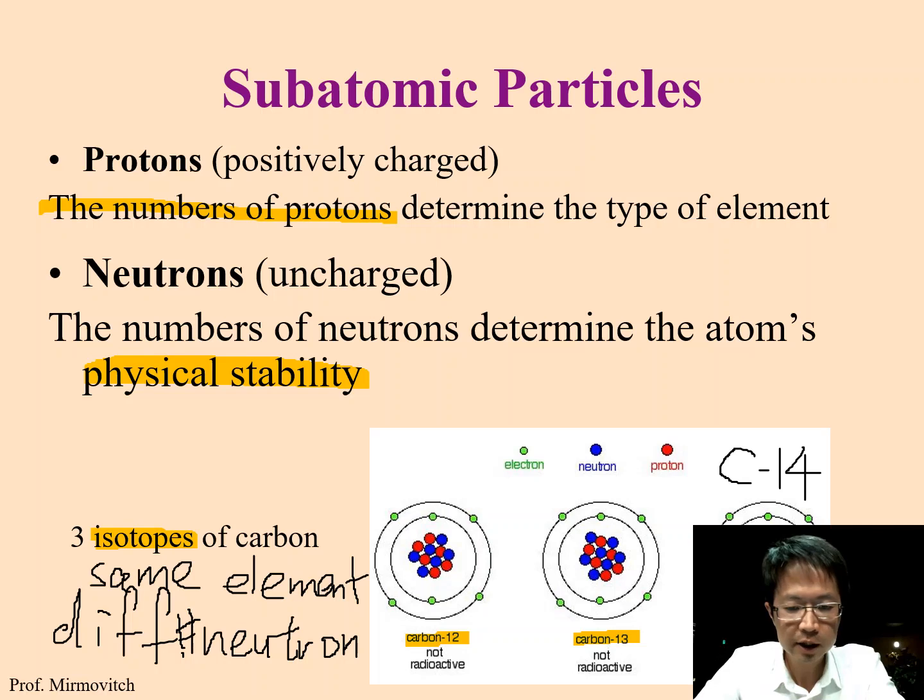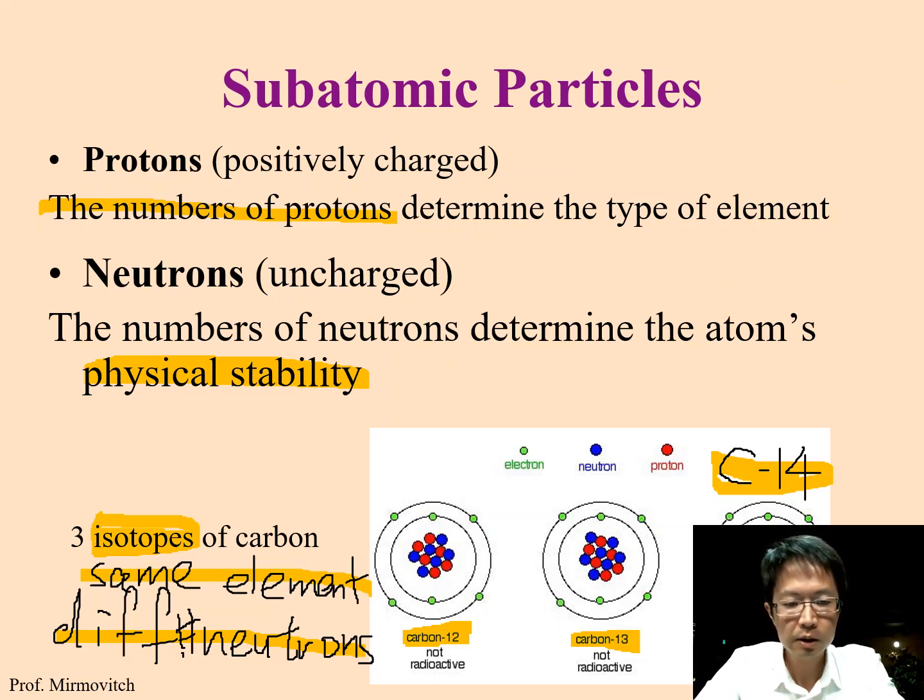So these three, carbon 12, carbon 13, and carbon 14, we call them isotopes. This is what we mean by isotope. They are the same element, but a different number of neutrons. So carbon 12, carbon 13, carbon 14 are isotopes of each other.